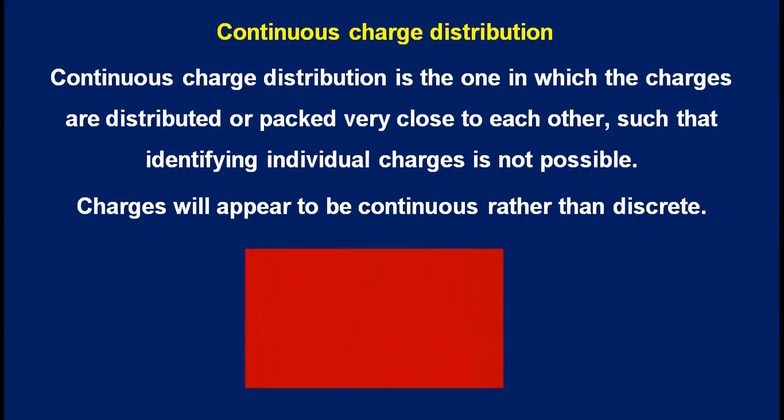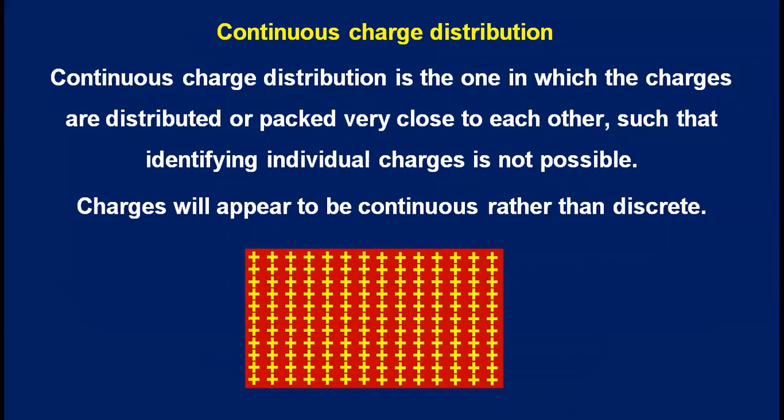Say, for example, I have a body. Now let me distribute charges on the surface of the body. If you look at the charges, they are tightly packed. They are distributed in a continuous manner rather than a discrete manner. So continuous charge distribution is the one in which the charges are distributed or packed so tightly that identifying individual or discrete charges is not possible.